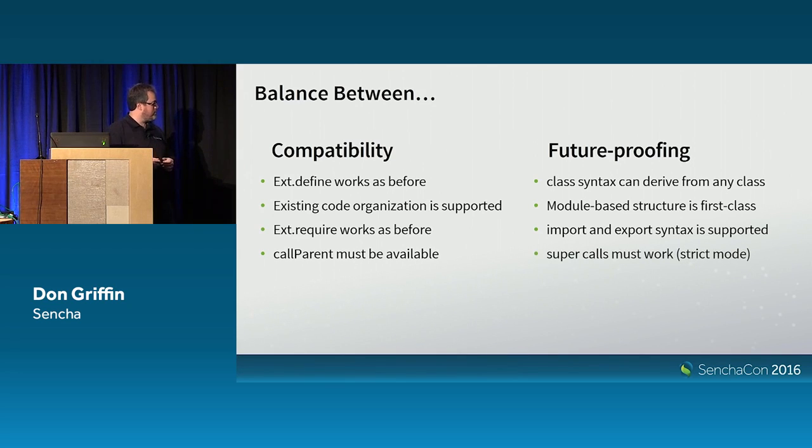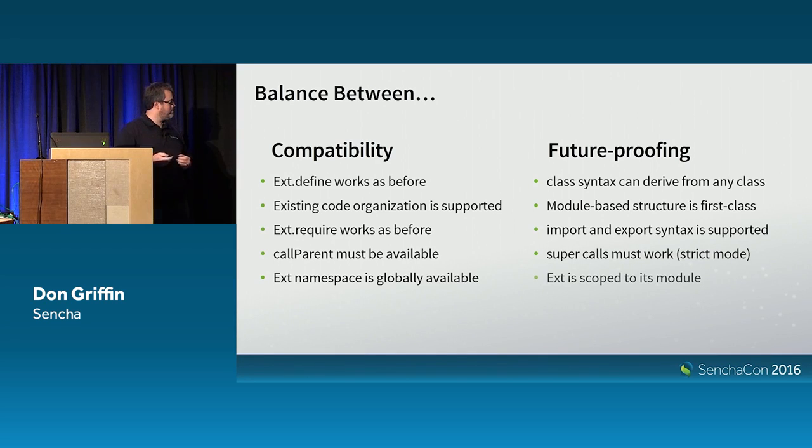Call parent versus supercall. If you want to do strict mode, we have to move away from call parent because call parent relies on features of the language that have been restricted in strict mode. And then lastly, Ext is a global namespace, but if you go down to the module world, you'd really want it to be scoped to its module. So here are the winners and the losers on all of that. There you go. Everybody's a winner. If you placed a bet, you won.